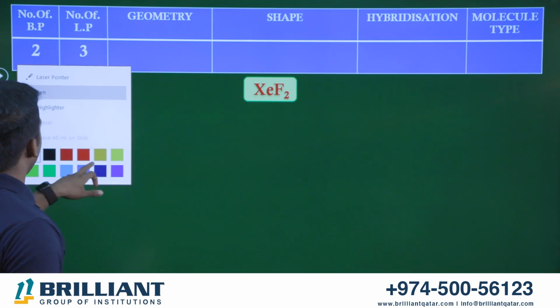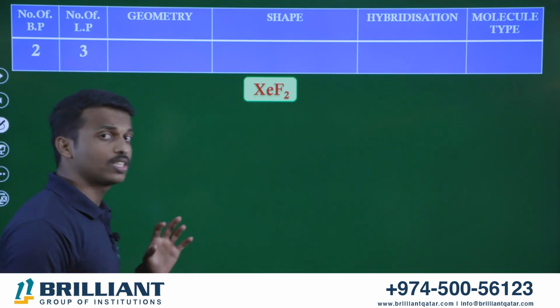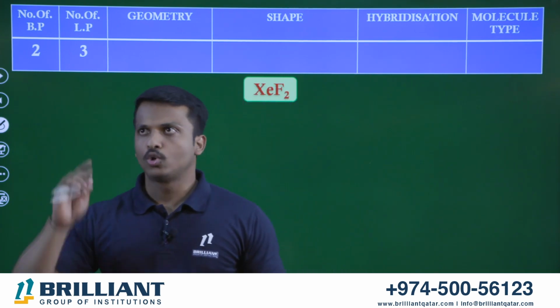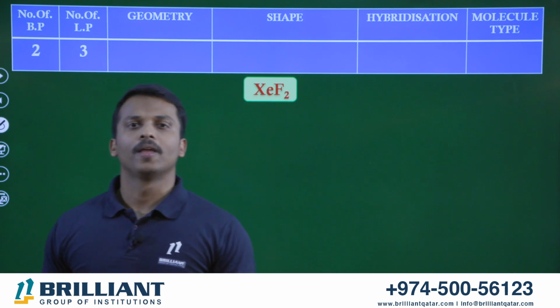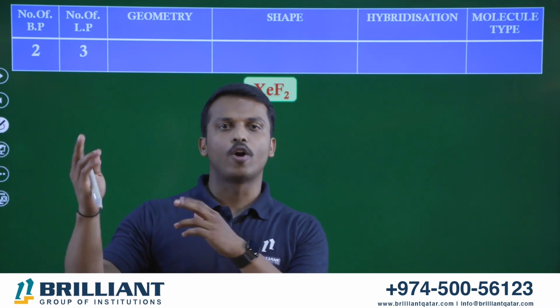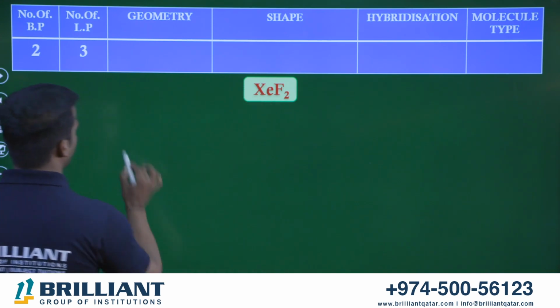Let's go to the next system. We have 2 bond pair, 3 lone pair. So what are the systems we completed? 2 bond pair with 0 lone pair. 2 bond pair, 1 lone pair. 2 bond pair, 2 lone pair. This is the last system here. 2 bond pair, 3 lone pair. Alright. One of the examples is XeF2.